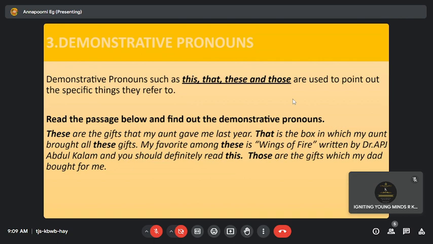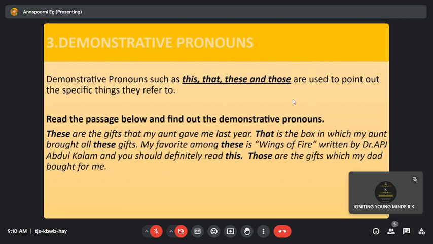So here you can see that these are the gifts. Here gifts is plural, so I am using these. These is very near to me. The gifts are placed nearer to me. That's why I'm telling these are the gifts that my aunt gave me last year. That is the box. So the box is placed somewhere far away from me. So that is the box in which my aunt brought all these gifts. Again, these is nearer, that is far. My favorite among these is Wings of Fire. So here all the books are placed in front of me.